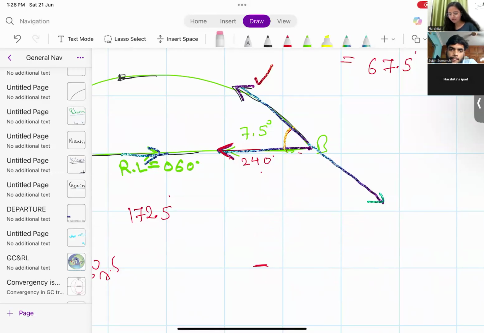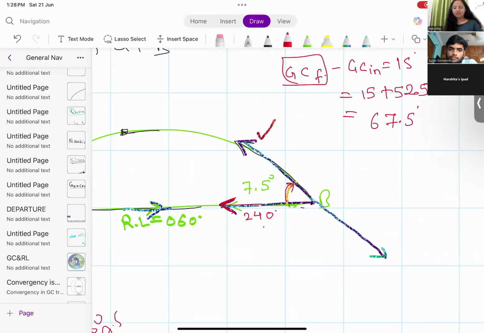Do you still have doubt? How did we get 240 degree? Do you have doubt? No. Okay. So this direction is 240 degree. Clear till now? Yes, ma'am. This angle is 7.5 degree. You want to find out this thing. So what will this track be? 240 plus 7.5. So this track was 247.5.